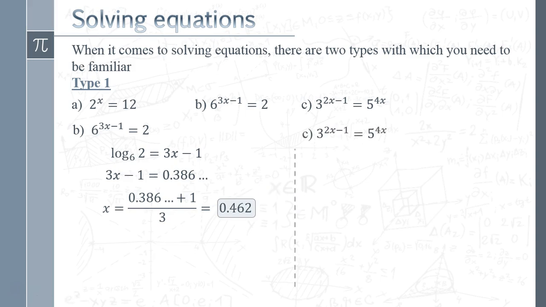And the final one, we've got 3 to the power 2x minus 1 equals 5 to the power 4x. Now, just be a little bit careful with this one because what we've got is different bases, so you've got to be a lot more careful. And in this case, it is simpler, I think, to take logs of both sides.